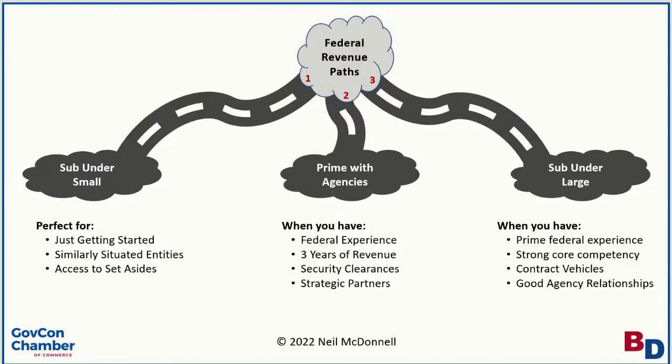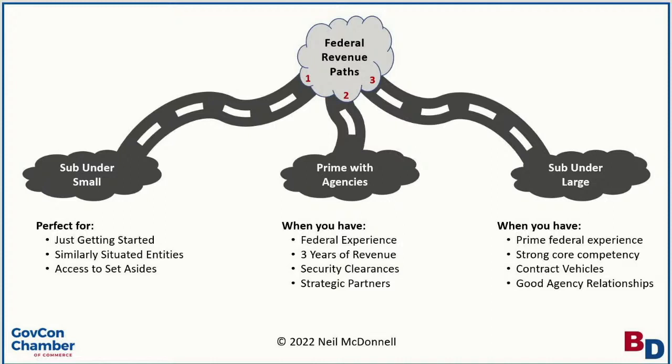But the thing I want to show you on this graphic is that when you're looking at the 3 paths, you can see it from different angles. So let's begin with those of you who are not making any money or any federal dollars. The only place you belong, in my recommendation, is over here on the left-hand side, subcontracting under small businesses. I describe it here as perfect for getting started. That's you. Let me walk through these bullets.